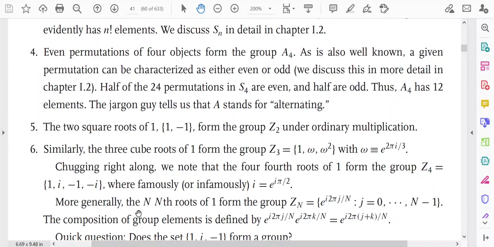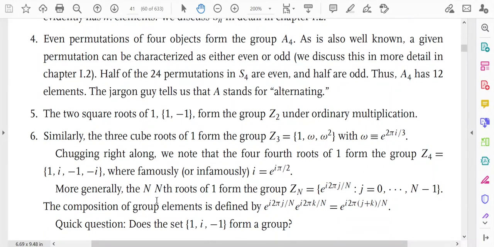More generally, the nth roots of 1 form the group Zn. Zn consists of the elements e to the power i 2 pi j divided by n, where j runs from 0 up to n minus 1.